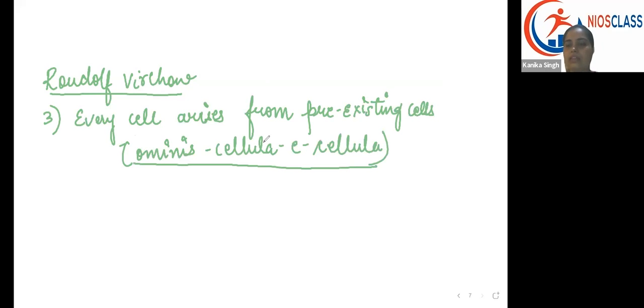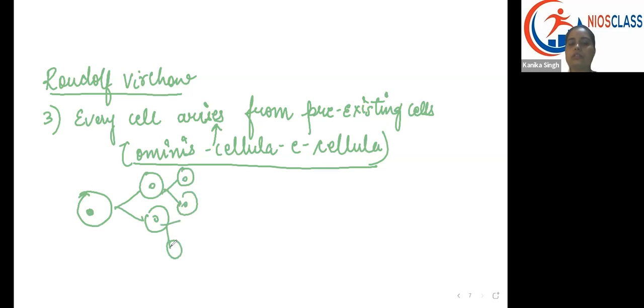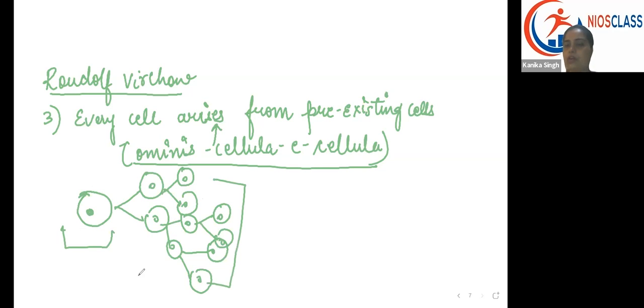This line means every cell arises from pre-existing cells. So what they want to say? Suppose this was the cell which is present in the environment. It divides and forms new cells. Then again it will divide and form new cells, and again they will divide and form new cells. In this manner, a single cell forms a multicellular organism.